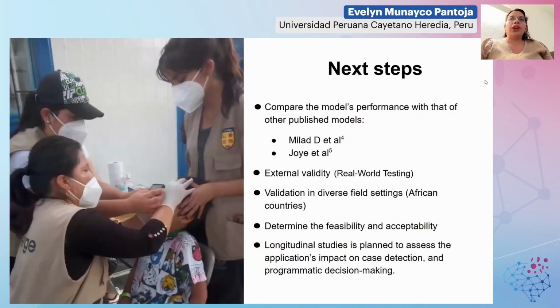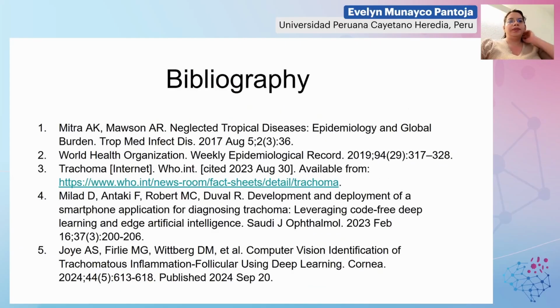Our next step is to compare our model with other published models about the diagnosis of trachoma, and external validation, because it's necessary to test the model in real-world testing. Validation in different field settings, like in African countries where trachoma is also prevalent, to determine the feasibility and acceptability of the application for field workers, and longitudinal studies. Thank you so much.